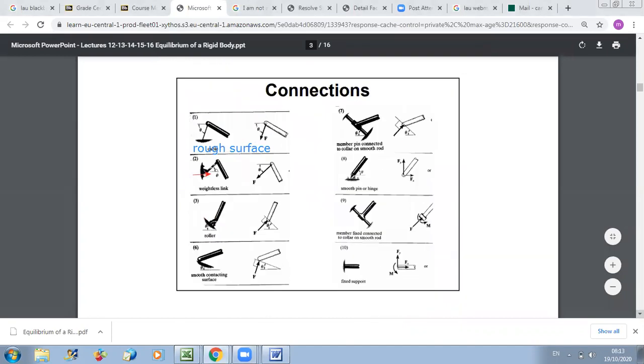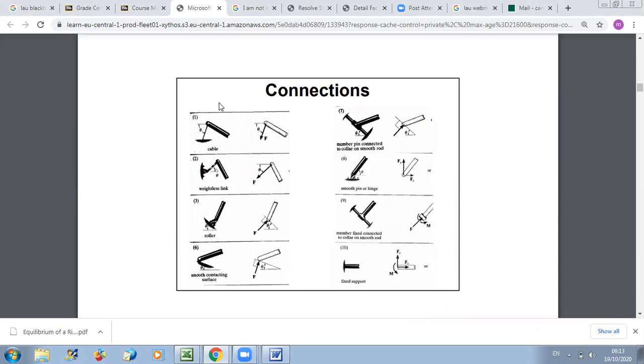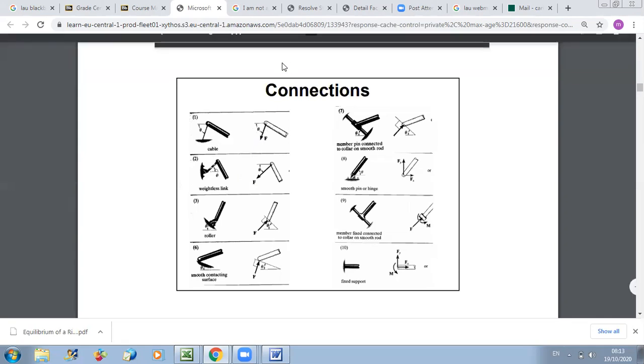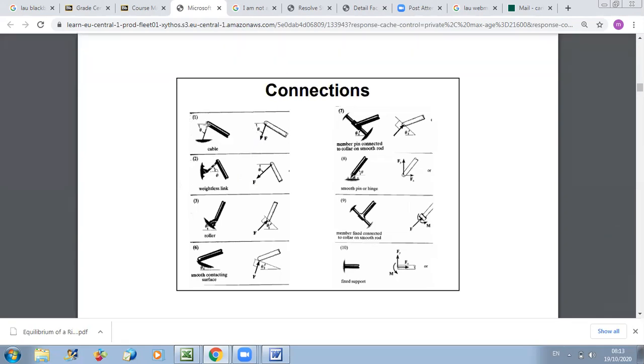Now you have also other types of connections. You have the cable. We have already seen the cable in the case of particle, and we said that a cable is always in tension because it cannot sustain compression. In this case, the force will always be directed along the cable in a way to cause tension. So here, if you represent the force of the cable on the bar, it will be downward because the force of the rod on the cable is upward because it is in tension.